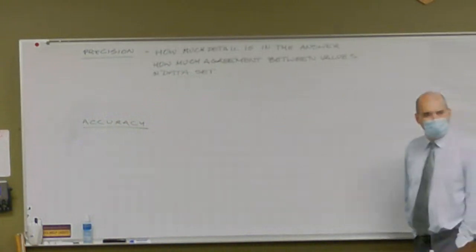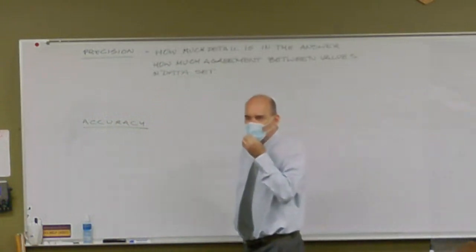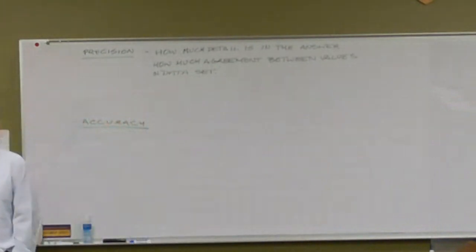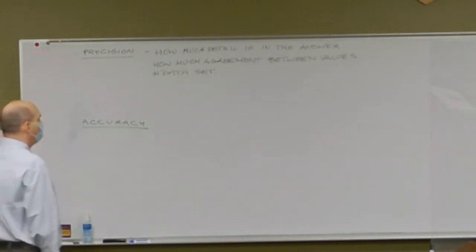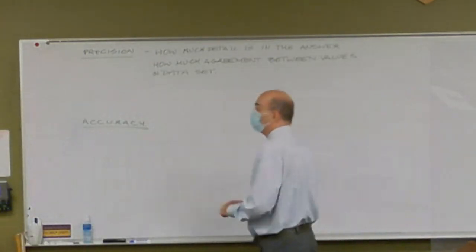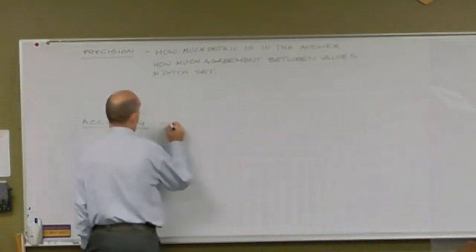What's accuracy then? If precision is just the amount of detail in the answer, what's accuracy? Is that like how close it is to what the answer should be? Yeah. It's how good of a job did you actually do at measuring the value? So accuracy is how close did you get to the real answer.